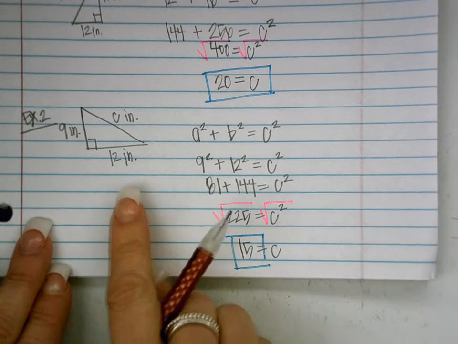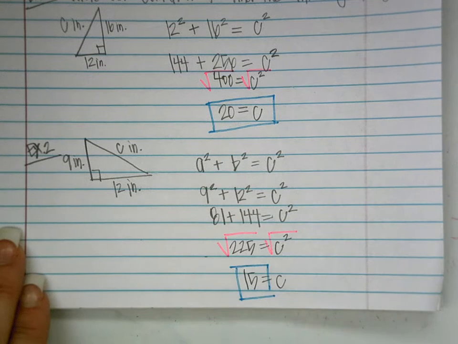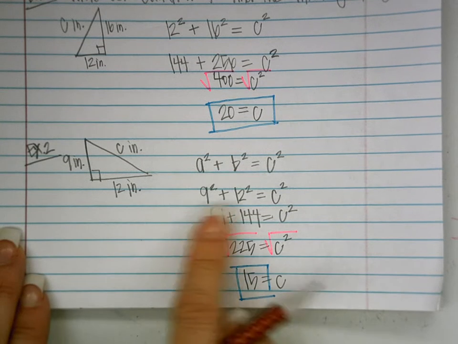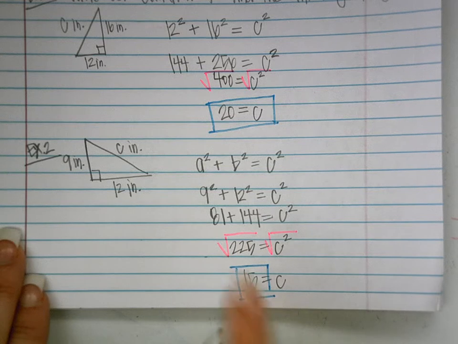Okay, and on this one, it doesn't matter if you do 9 first or 12 first, because they're on the same side. So if you did 12 squared plus 9 squared, that's the same thing. Okay, it's the same thing, so they're on the same side.